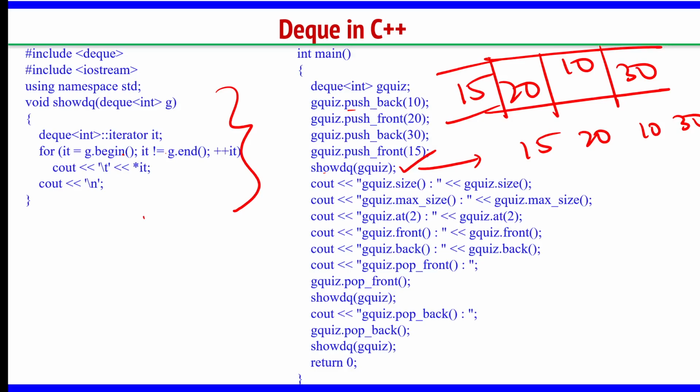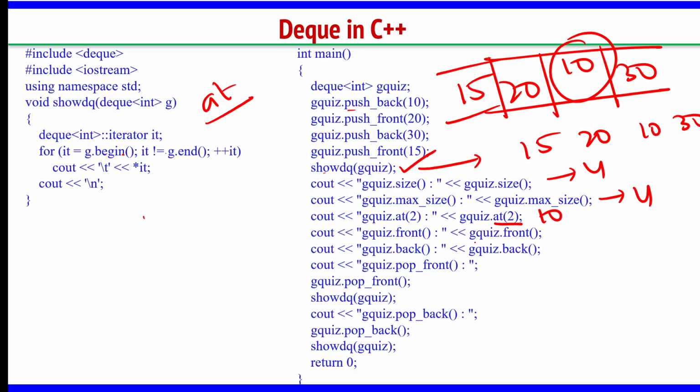Next function in this double ended queue is size. Size will tell you how many elements are there, that is 4. Max size is also the same, 4. So, there are 2 more functions, size and max underscore size. Next, the gquiz dot at function. The same at function is also applicable here in a double ended queue. At of 2 means the element at index 2, that is 10. Next, gquiz dot front, which is the frontmost element, 15 is the output. Gquiz dot back, which is the last element, 30. So, these are a few functions: size, max size, at, front, back, push front.